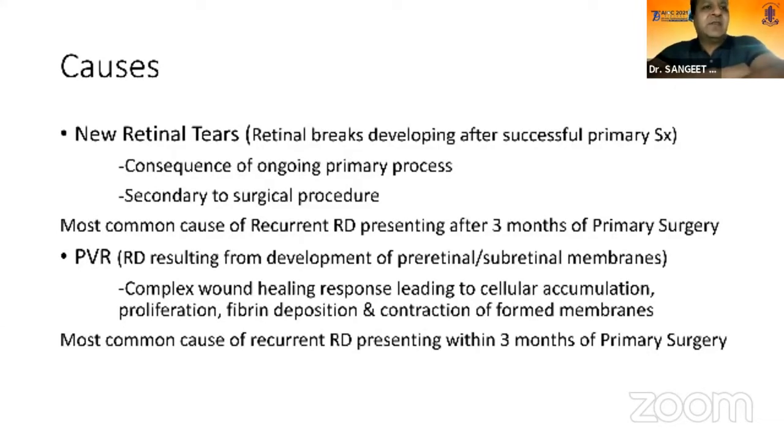And the second main cause of recurrent detachment, which presents usually within 3 months of primary surgery, is PVR. And this RD then results from the development of pre-retinal or subretinal membranes due to a complex wound healing response leading to cellular accumulation, proliferation, fibrin deposition, and contraction of formed membranes. And Dr. Subhendu has already covered how to manage PVR. I'll just touch on how to prevent this from happening.